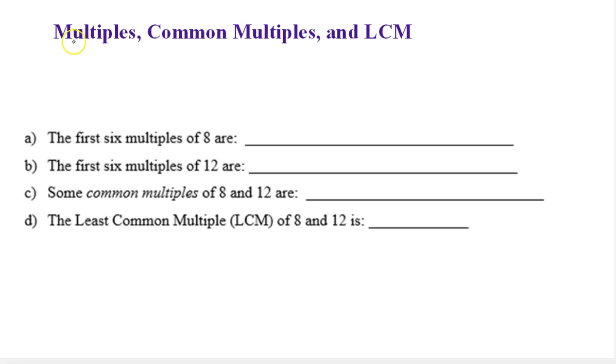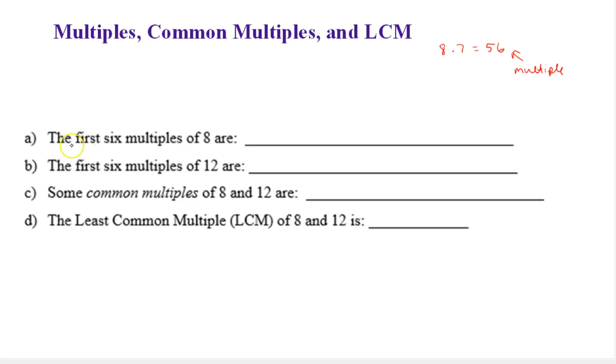In this video, we're going to look at multiples, common multiples, and the least common multiple. Okay, so a multiple of a number, so a multiple of 8, is the result, the product, when you multiply 8 by some other number. So here I multiplied 8 by 7 to get 56. 56 is one of infinitely many multiples of 8. So that's what it means to be a multiple.